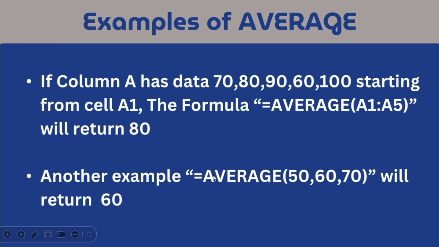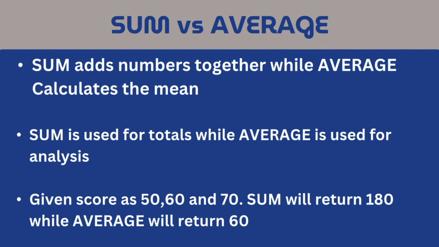Another example would be average of 50, 60, 70. And what does that do? 50 plus 60 plus 70 is 180, divided by 3, and it will return 60. So that is what average does basically.